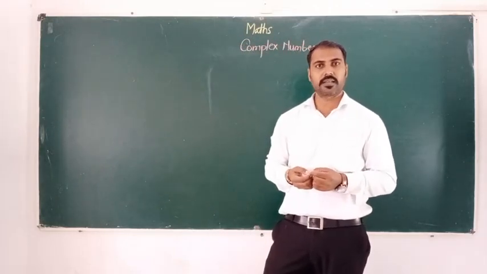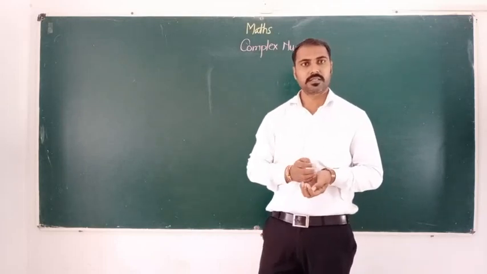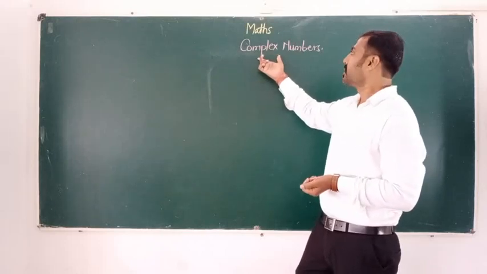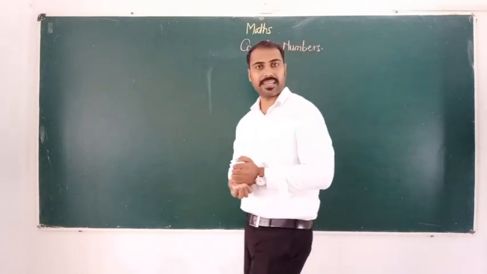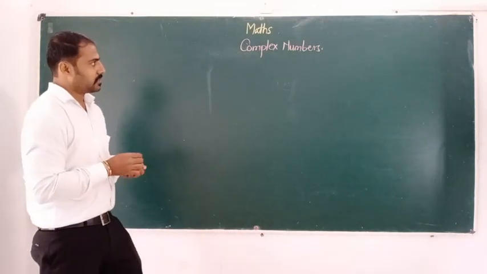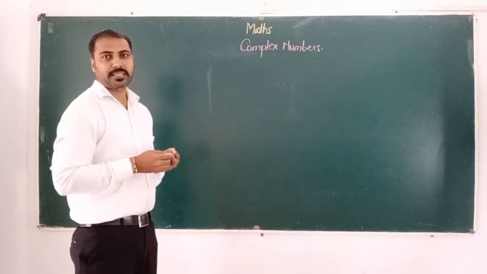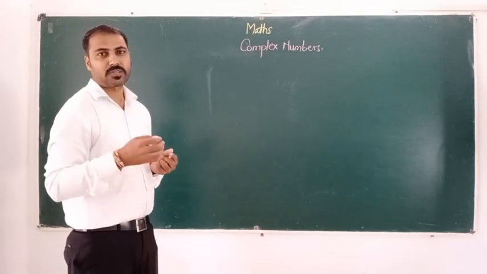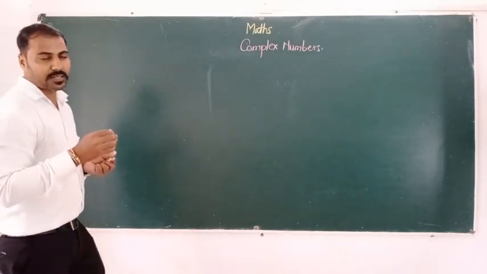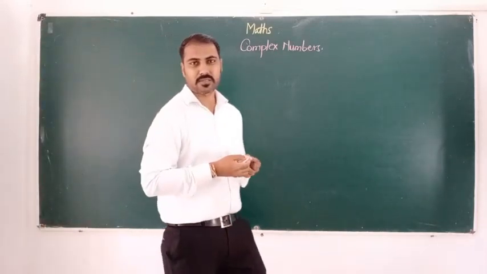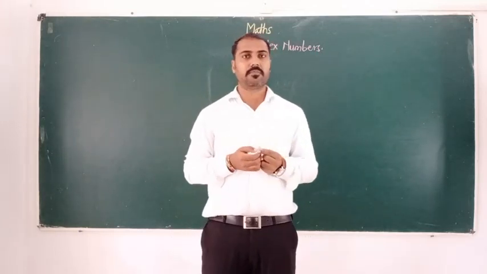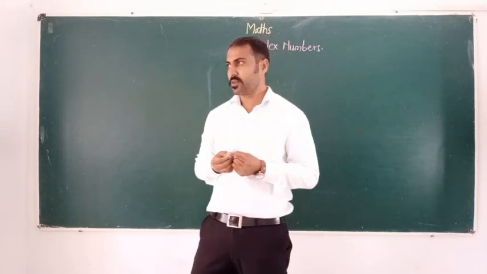Students, today we are going to discuss a new chapter from mathematics, that is complex numbers of 11th standard. First, look here. We know that in mathematics there are some numbers 1, 2, 3, 4, and so on. These numbers are called natural numbers, whole numbers, integers. How did they come about? Look at it.